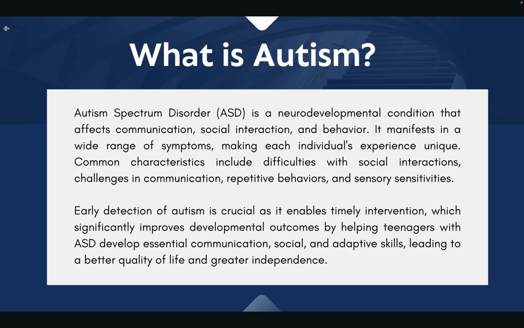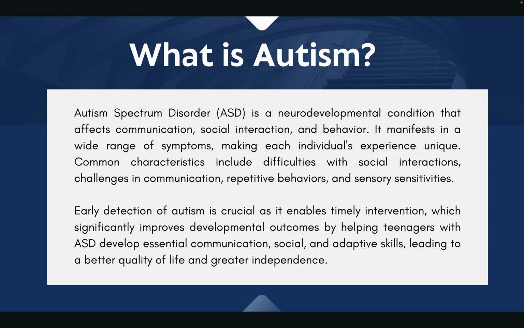So what is autism? Autism is a neurodevelopmental condition that affects many factors like communication, social interaction and behavior. It has a wide range of symptoms that makes the experience unique for each individual. Some common characteristics include difficulty with social interaction, challenges in communication, repetitive behavior and sensory sensitivities.